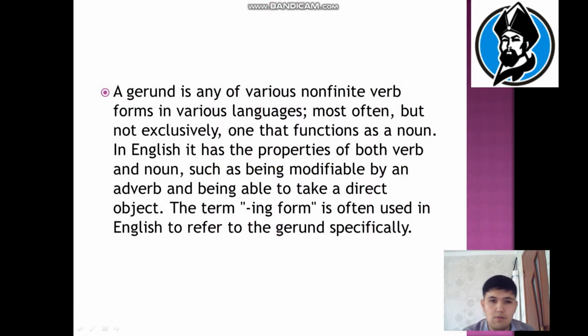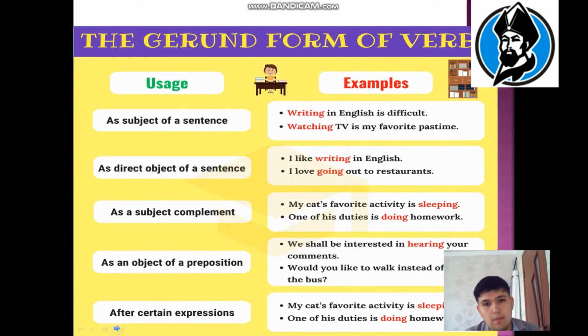Gerund is any of various non-finite verb forms in various languages, most often but not exclusively one that functions as a noun. In English it has the properties of both verb and noun, such as being modifiable by an adverb and being able to take a direct object. The term "-ing form" is often used in English to refer to the gerund specifically. You can see, look.